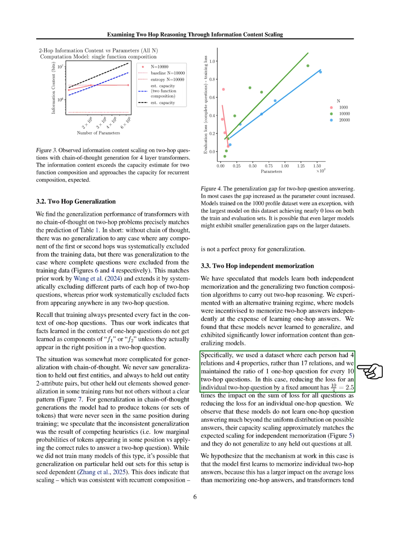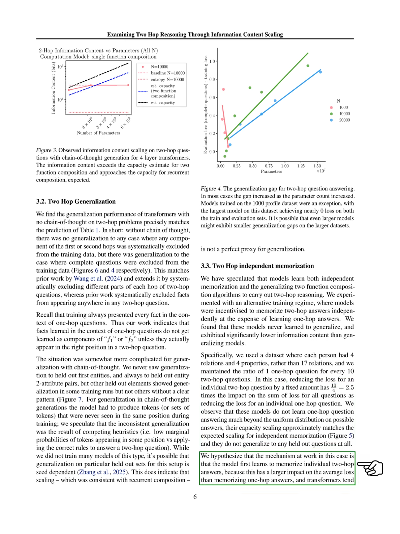We used a dataset with fewer relations and maintained a ratio of 1 one-hop question for every 10 two-hop questions. We found that reducing the loss for a two-hop question had a greater impact on overall loss than reducing it for a one-hop question. Our observations indicate that these models struggle to learn one-hop question answering beyond random guessing. Their capacity scaling aligns with independent memorization, and they do not generalize to withheld questions.